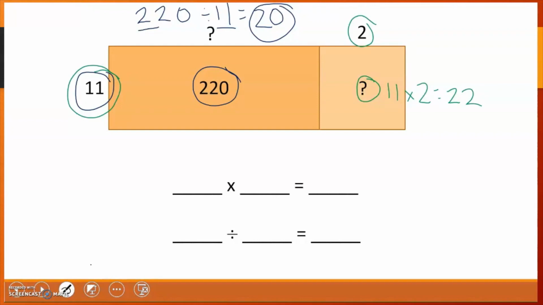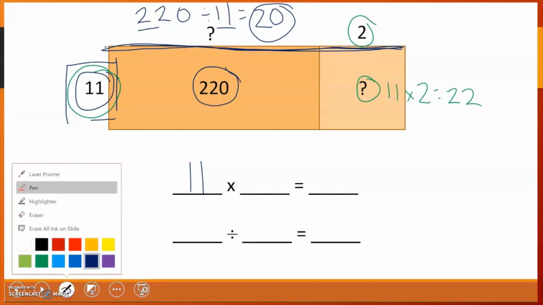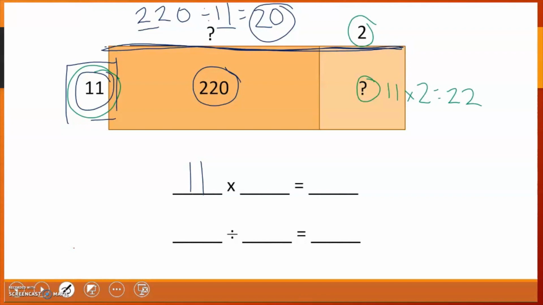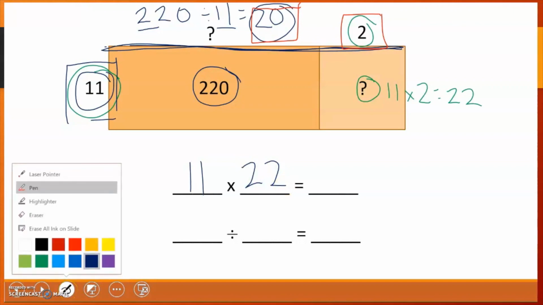We know that this 11 over here is going to be part of our multiplication. I have to figure out up here what this whole part equals. Think, what can I use to tell me what that whole part equals? That's right. I can use the 20 and the 2 and add them together. 20 plus 2 equals 22. Great job.